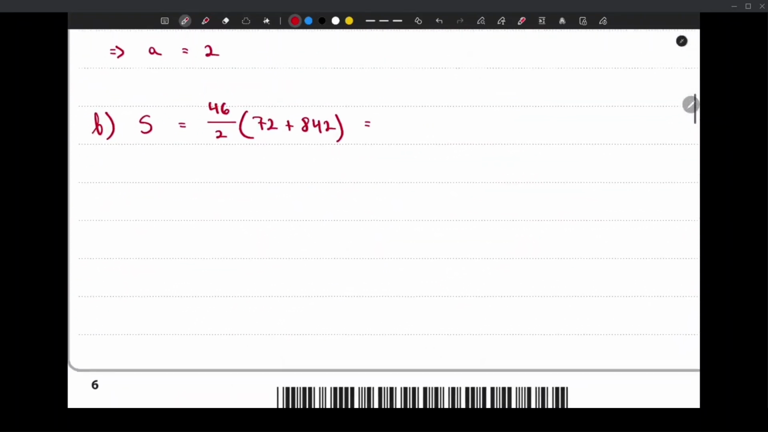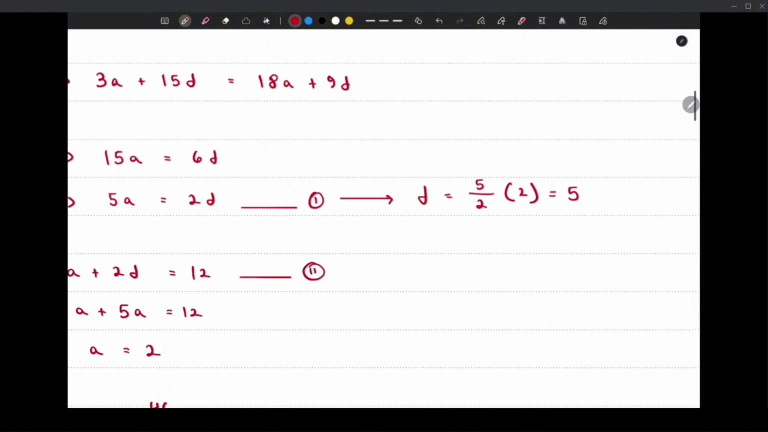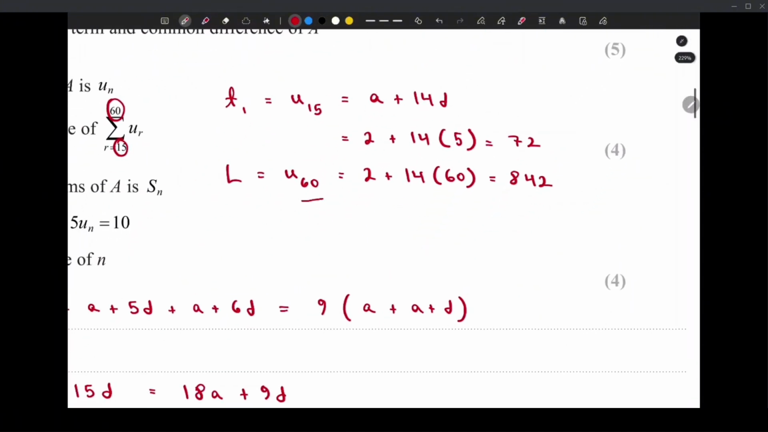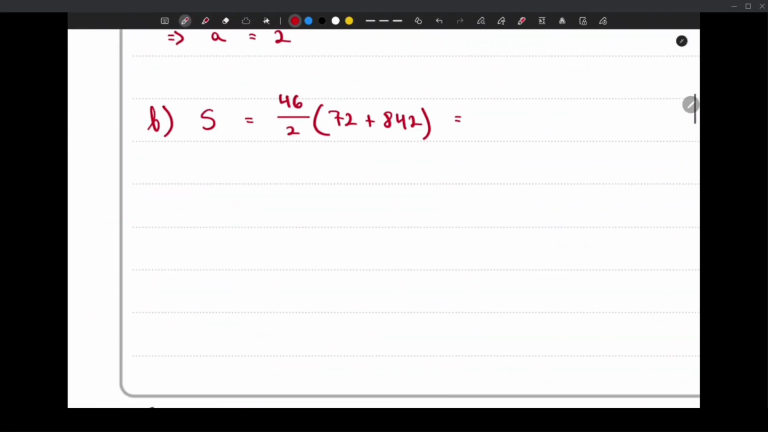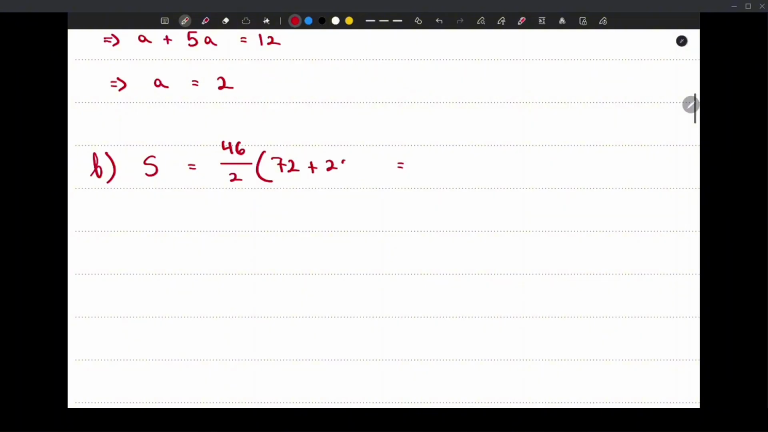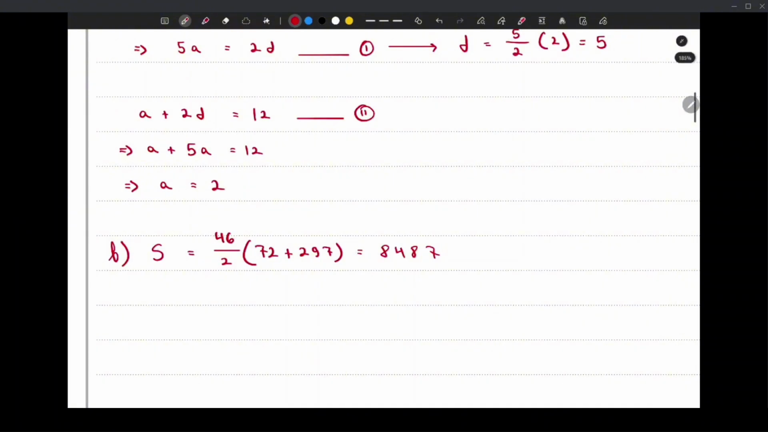Yep, it's 842. Okay, so there was a slight mistake. The 60th term would be equal to a plus 59d. So the value of a is 2 and the value of d is 5. So this will give us a value of 297. So this will actually be 297. So the answer is 8487. So that is the answer to part B.